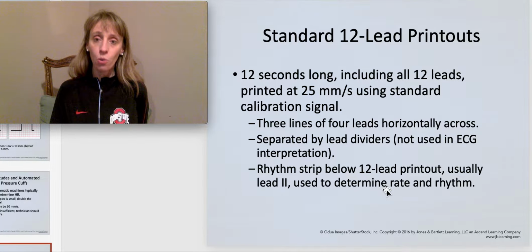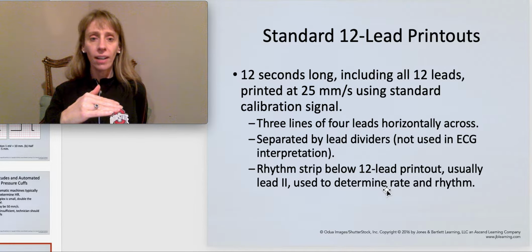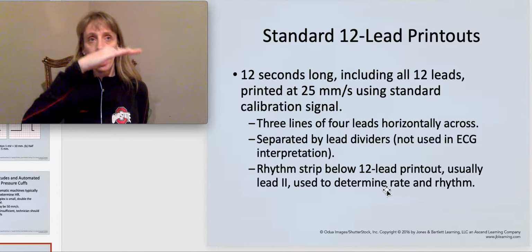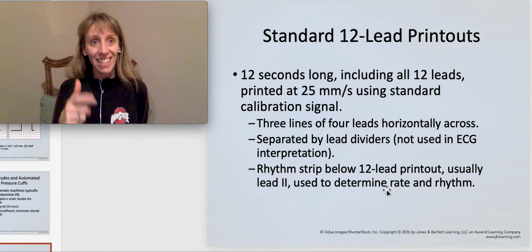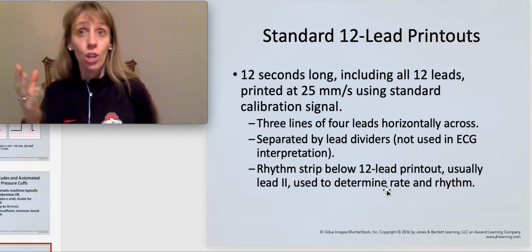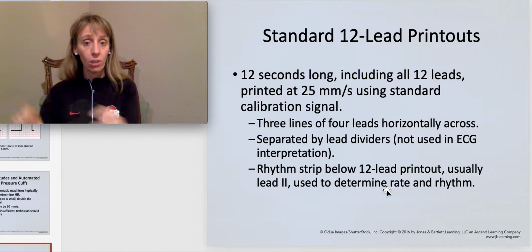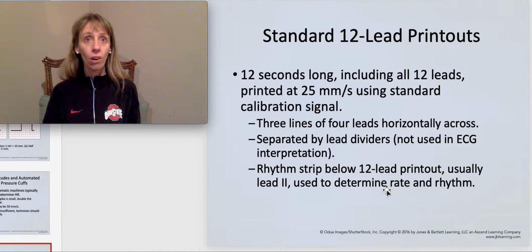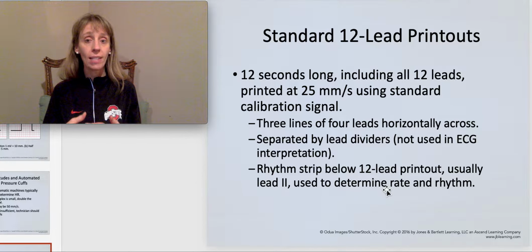So the standard 12-lead printout is 12 seconds long, with all 12 leads on there. I'm going to show you on the next slide 3 lines showing the different leads, and then usually 1 rhythm strip. A rhythm strip is 1 continuous EKG. So we have the 12 leads showing us all 12 views, and then a continuous rhythm strip along the bottom. In most clinical phase 2 cardiac rehab programs, you're usually only going to use a rhythm strip, so either 2 or 3 electrodes on the patient's chest, and it'll be a continuous, usually lead 2.